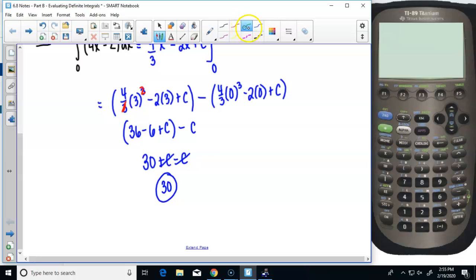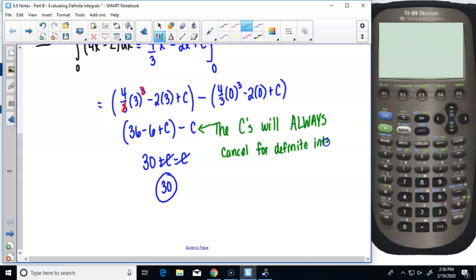Okay, a little note here. The c's will always cancel for definite intervals. So you do not have to include them.